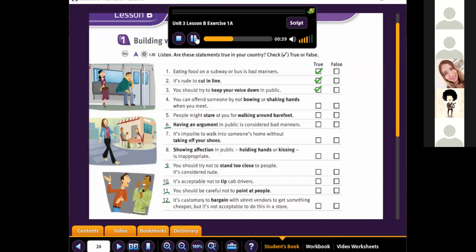Number 4, you can offend someone by not bowing or shaking hands when you meet. Is it true or not? Come on, guys. Who knows the answer? It's true. Okay, it's true. Yeah, now let's hear statement number 5.